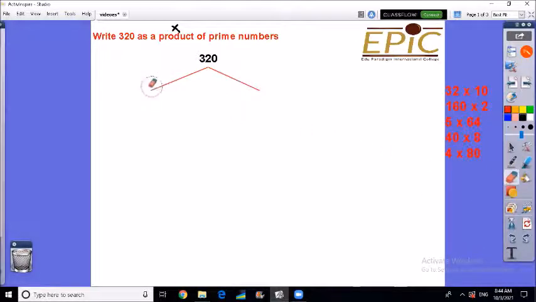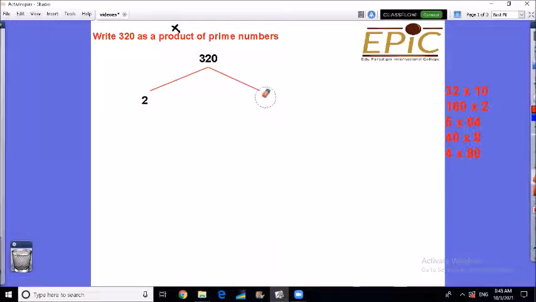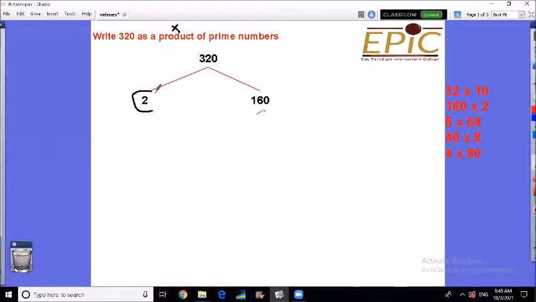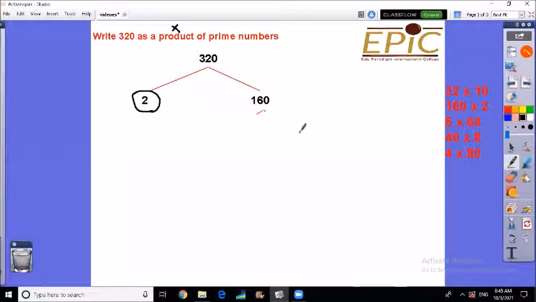I chose 2 multiplied by 160. That's what I chose. Muhammad might choose a different thing. He's going to be correct too at the end if he doesn't make a mistake in multiplication or the steps. All right, 2 is a prime number, so you must circle it. Don't forget to circle it. 160, is it a prime number? No. I can factorize it more. All right, so let's continue.